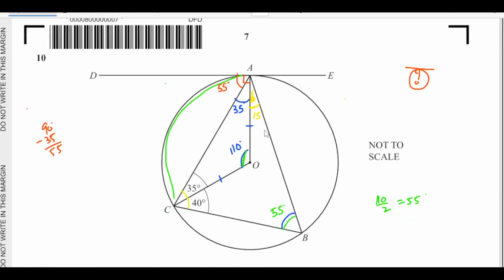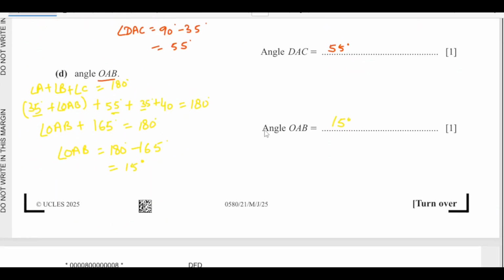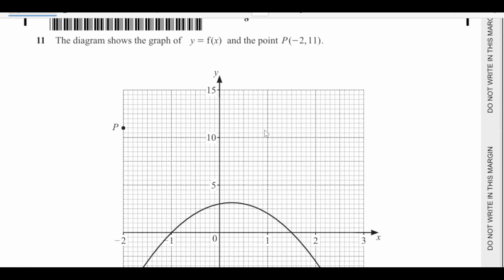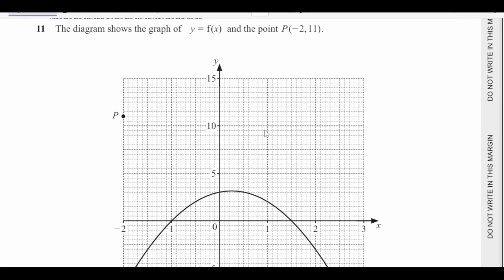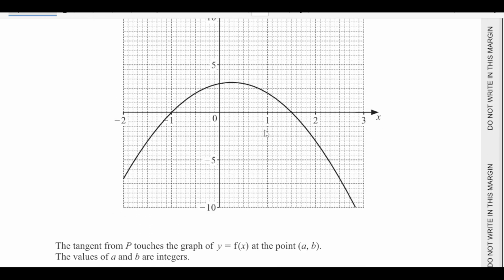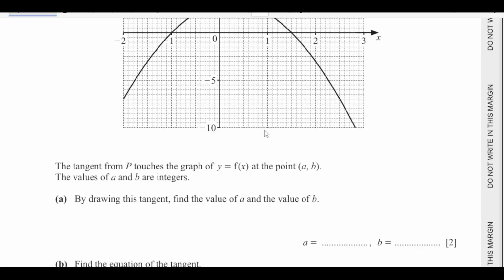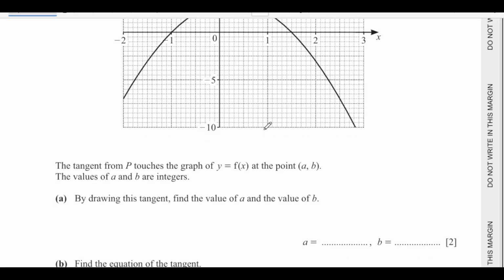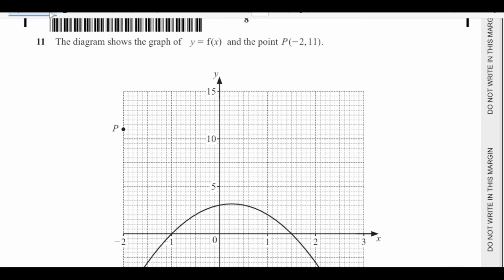Okay. So, that is it for this question. Now, number 11: the diagram shows the graph of y equals f(x) and point P (-2, 11). The tangent from P touches the graph at point (a, b). The values of a and b are integers. By drawing this tangent, find the value of a and the value of b. So, we are just going to draw a tangent.